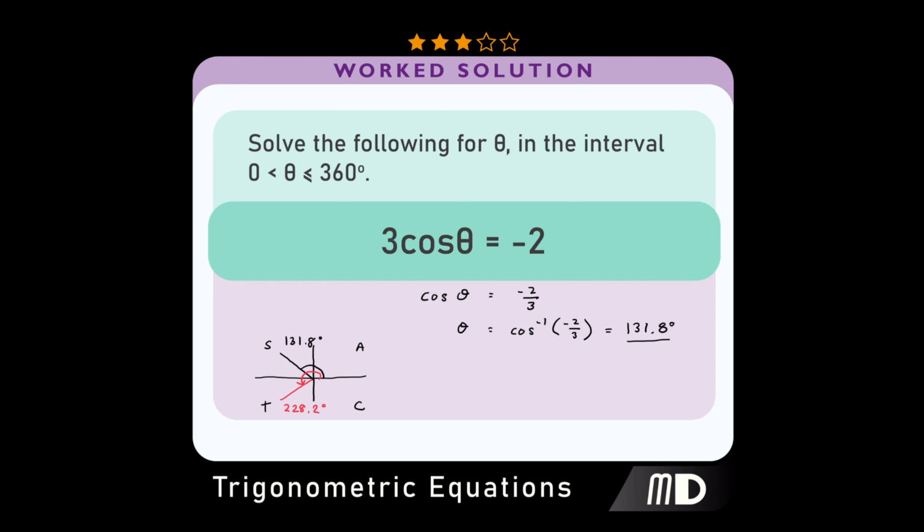So, we can see from the diagram that theta has two values: 131.8 degrees and 228.2 degrees, and both are solutions to the equation in the interval 0 to 360 degrees.